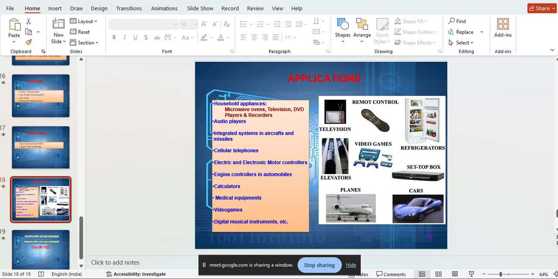Next is cellular telephones. In olden days we used telecommunications with wired communications. These come under cellular telephones. There also, embedded systems are used for receiving and transmitting voice commands, voice information. Next, electric and electronic motor controllers.